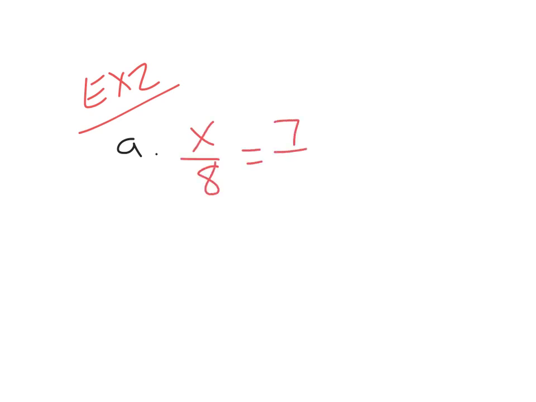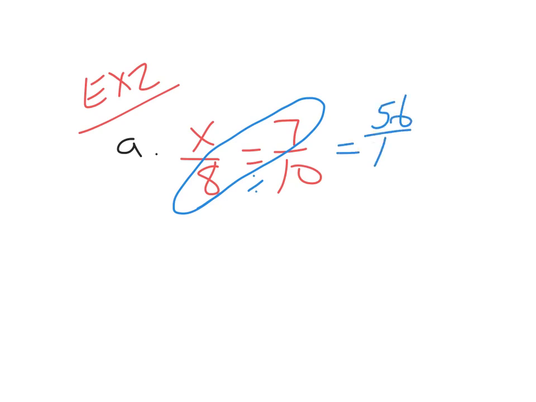All right, example 2. Put this in your journals. A, we have x over 8 equals 7 over 10. What am I multiplying? 7 and 8, and then dividing it by 10. So what's 8 times 7? It's 56. Divided by 10 is 5.6 for my answer.